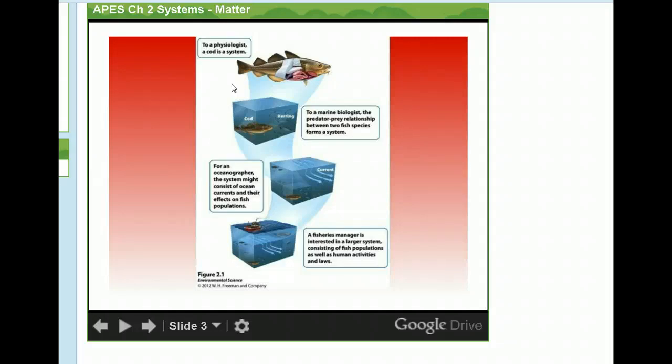An even larger system would be where an oceanographer would look at ocean currents and their effects on the fish populations. An even larger system would be looking at many fish populations and human activities related to the fish populations and the laws that govern all that. So that's an even larger system. And as you can see, these small subsystems are a part of a bigger, larger system.